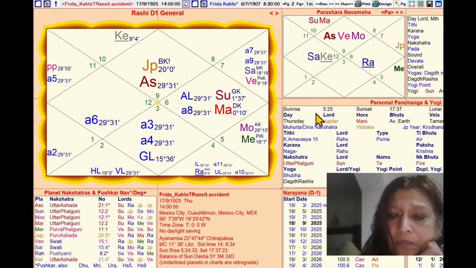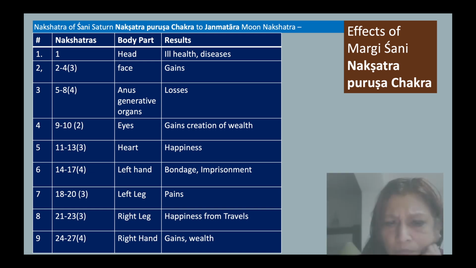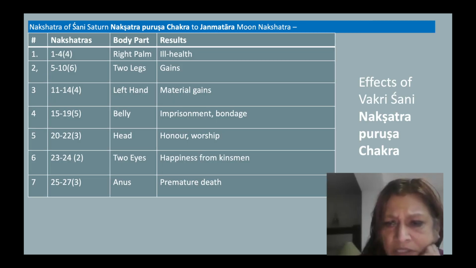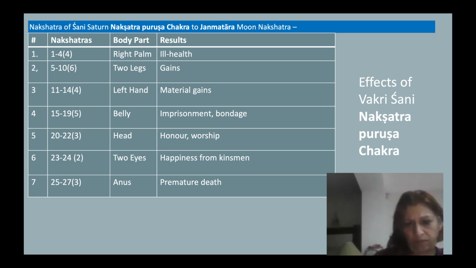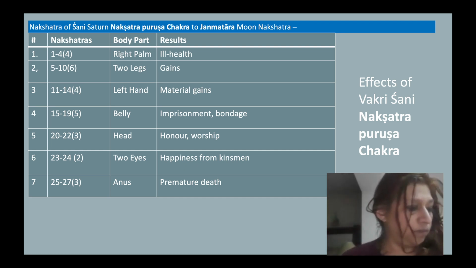Can you just show the table once again, please? And I couldn't take a picture of the one with the retrograde Saturn. Okay, we'll do that different one. This is for the Margi Shani. And this is for the Vakri Shani. Oh, they're different. Yes, they reverse in order. Okay, so I have to go for the Vakri Shani. Thank you.